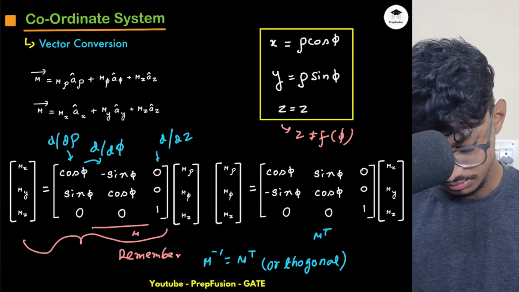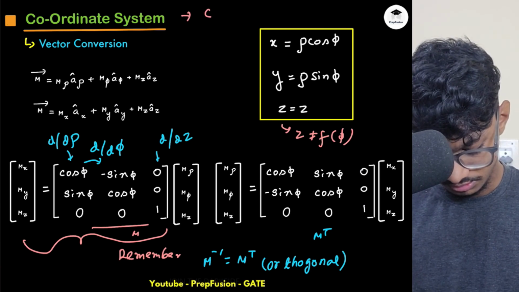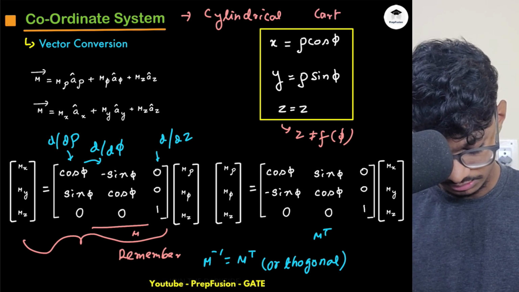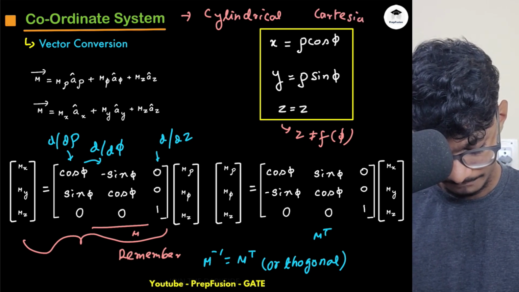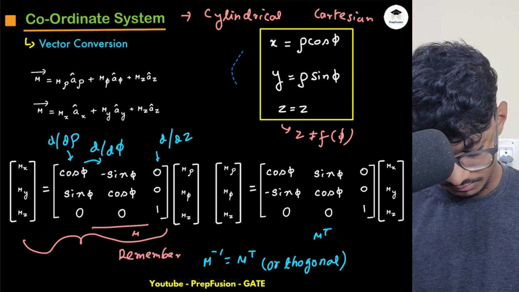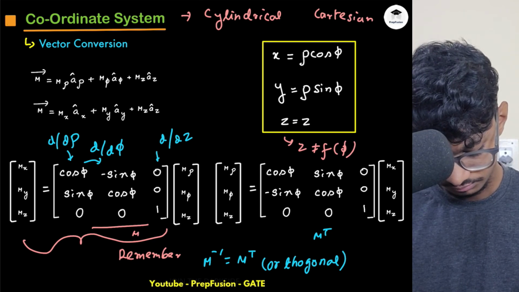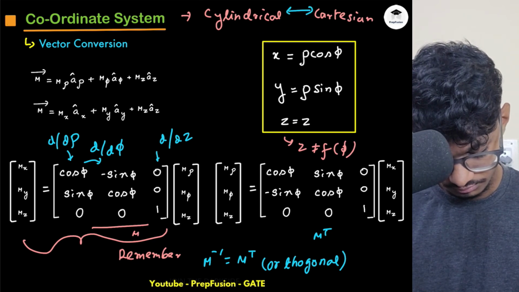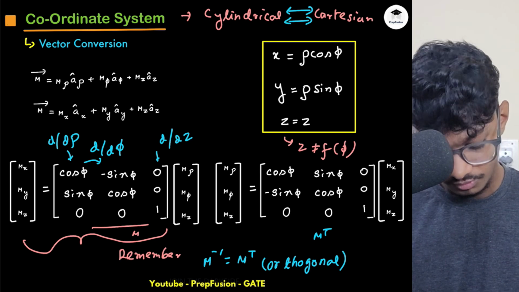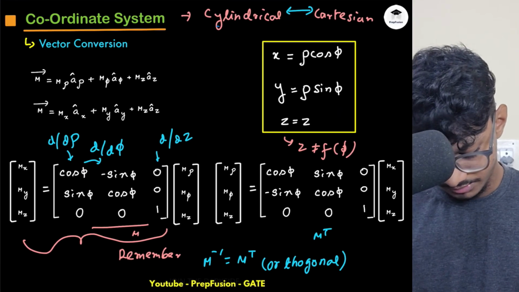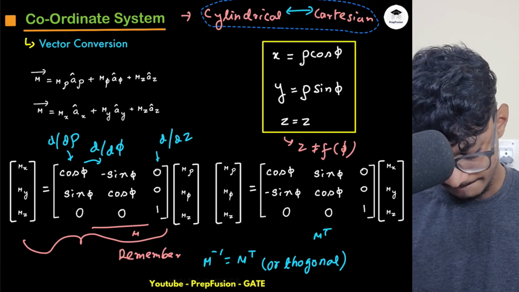This is from cylindrical to Cartesian. Okay, but vice versa, right? Vice versa. The same thing is for unit vector conversion as well.